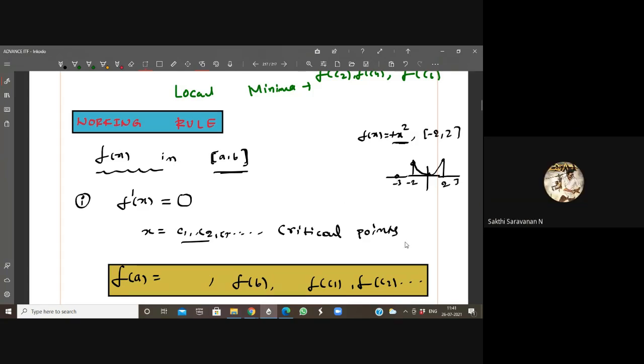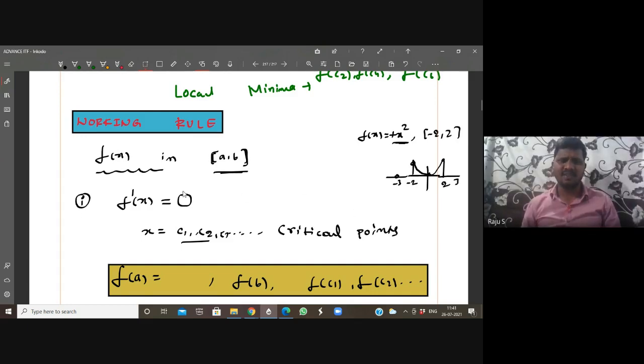Sir, what is the condition, sir? f of a, you wrote. F of a: simply substitute this a value in the given function. The b value you can also substitute in the given function. For example, I want to know this f of minus 2 will be there.